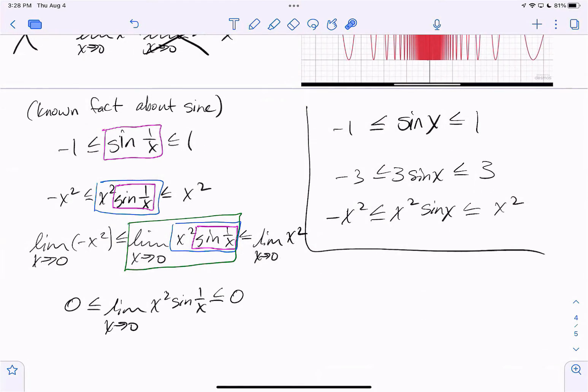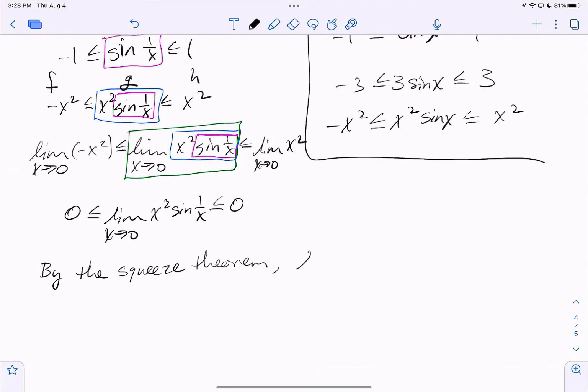Folks, I have here a function that I'm going to call f, and f is equal to negative x squared. And that is always less than or equal to, say, h, which is x squared, right? X squared is never negative. Negative x squared is never positive. They agree at 0, but that's not a big deal here. And we have squeezed a function g, x squared times the sine of 1 over x, in between f and h. The limit as x approaches 0 of f is 0. The limit as x approaches 0 of h is 0. It then follows by the squeeze theorem that the limit as x approaches 0 of x squared times the sine of 1 over x is equal to 0.